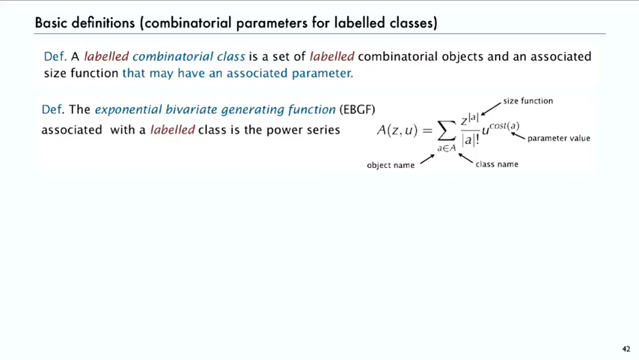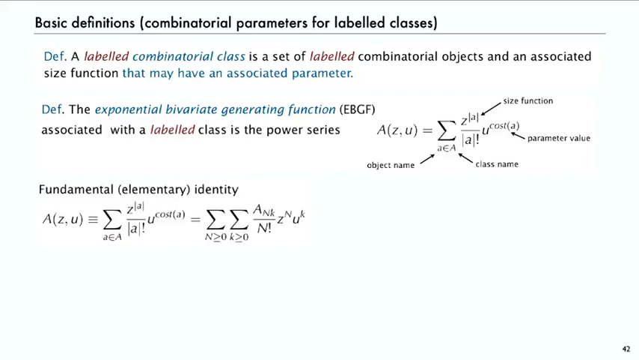And we define the exponential bivariate generating function associated with a labeled class. It's the same power series, sum over all objects in the class, z to the size of the object, u to the cost of the object, divided by the size of the object factorial. And we do that because the labeling introduces so many possibilities. We have the usual fundamental identity.